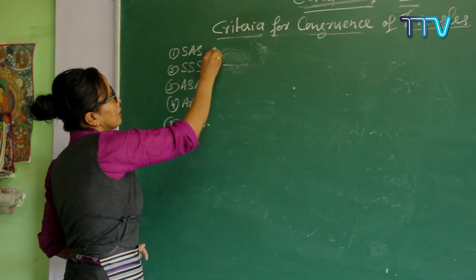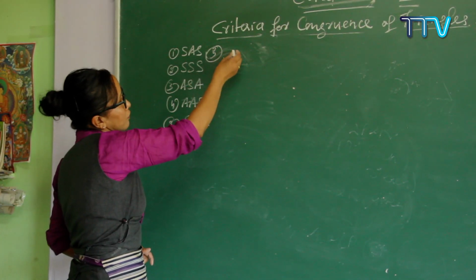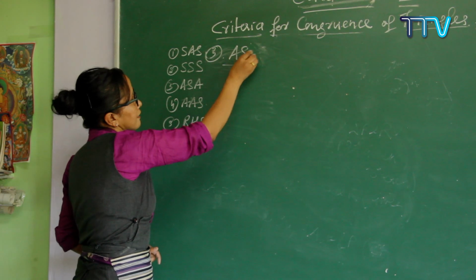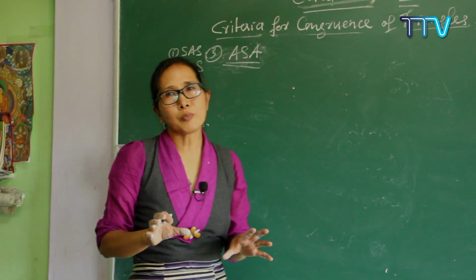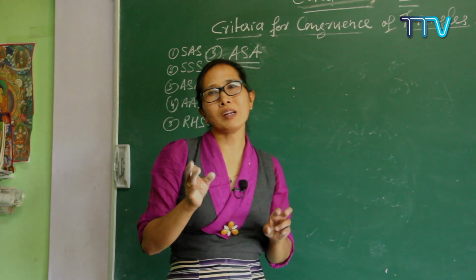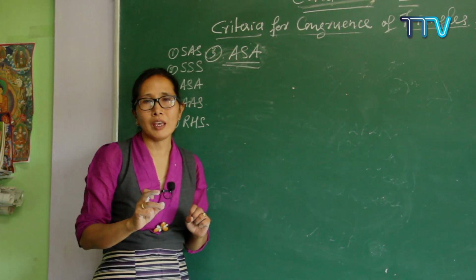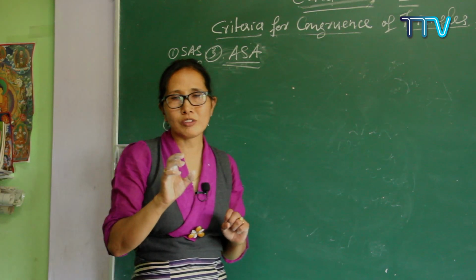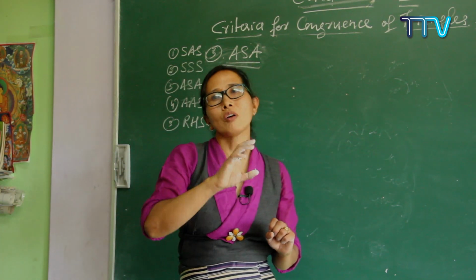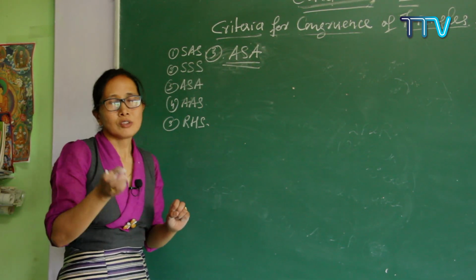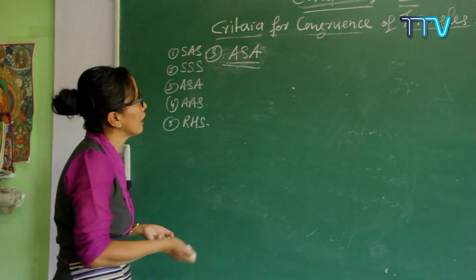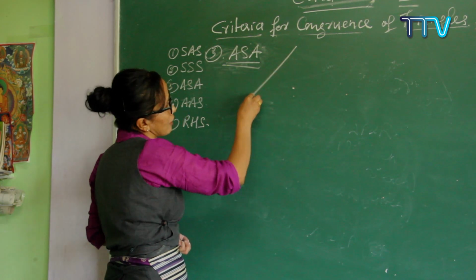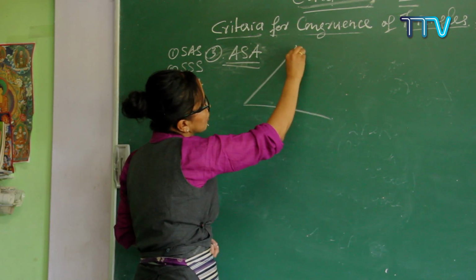Let me start the third rule of congruence of triangles, that is angle side angle. Angle side angle means what? Out of 6 parts, if 2 angles and 1 side are equal between 2 triangles, then you can call the 2 triangles congruent to each other. Do you get it? Let me give an example so that you can understand more clearly. I'll draw a diagram.